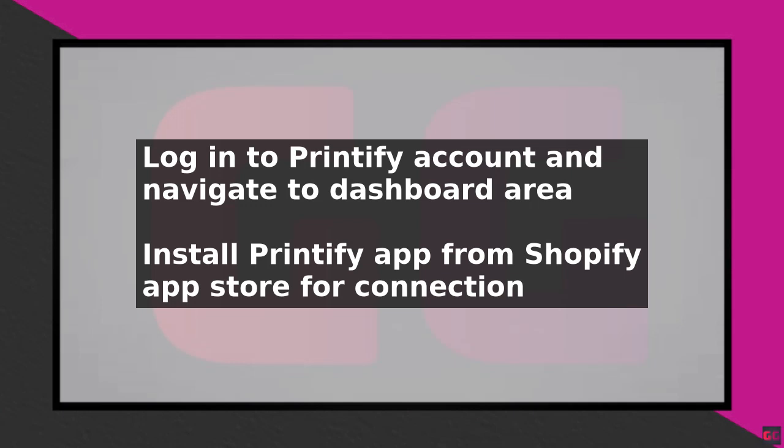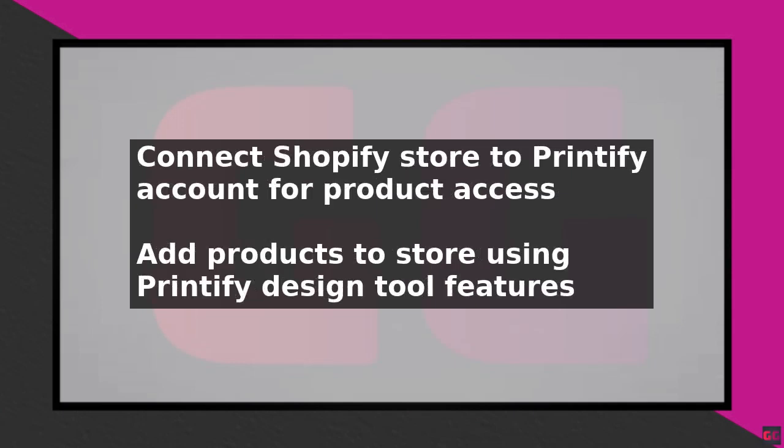After connecting your Shopify store to Printify, you can start adding products to your store. Printify offers a wide range of products that you can customize with your designs, including t-shirts, hoodies, mugs, and phone cases. To add a product, navigate to the Printify dashboard and click on the Add New Product button. Select the product type and design it using the Printify design tool.